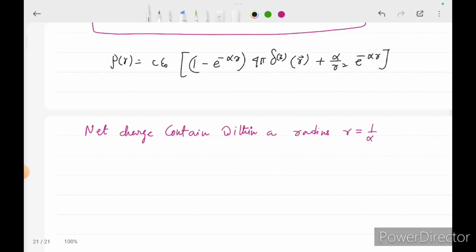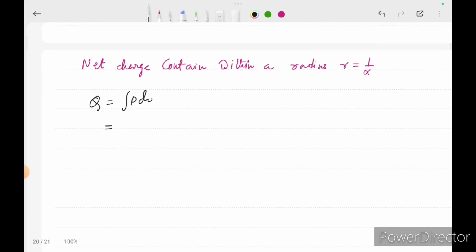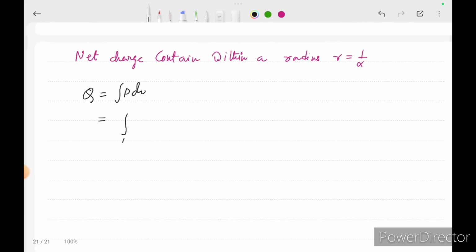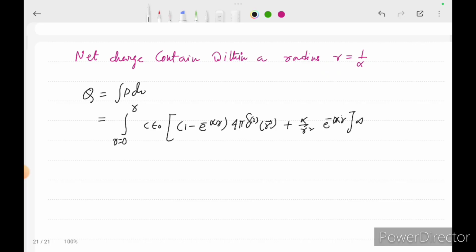So Q is equals to the integral of rho dV. So that is equals to the integral from r equals 0 to r of C epsilon naught (1 minus e to the power alpha r) [4 pi delta cube r plus alpha upon r square e to the power alpha r] 4 pi r square dr.